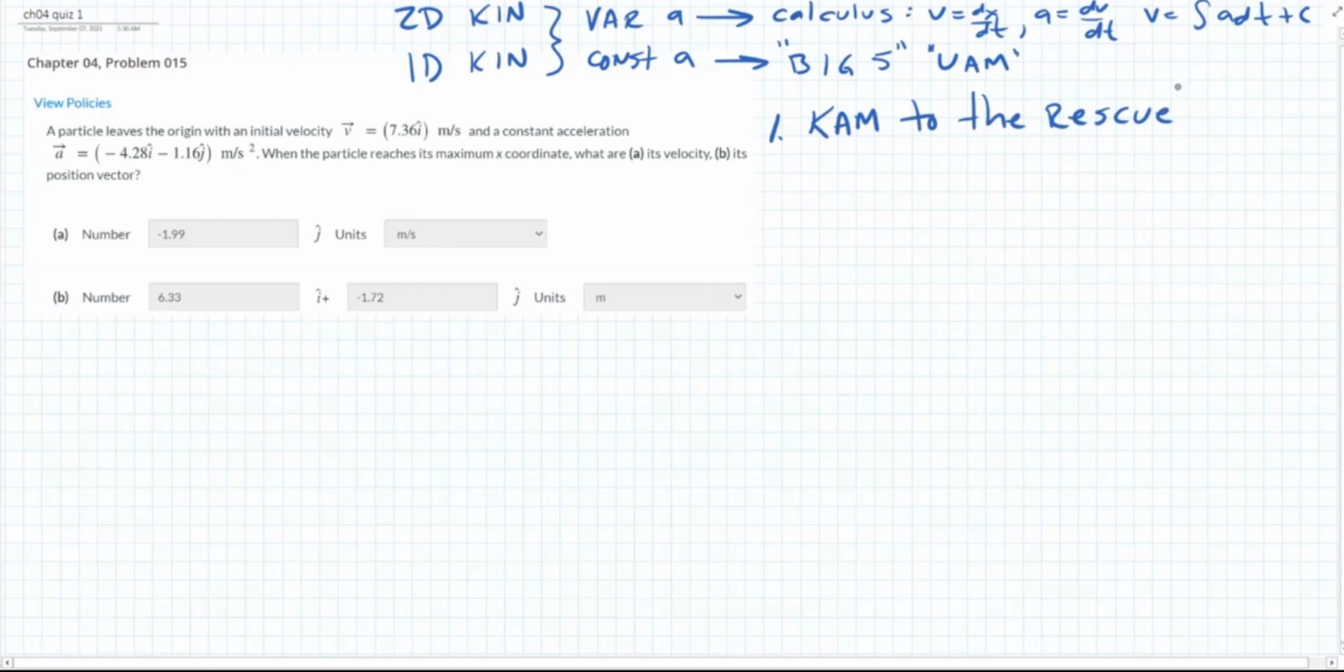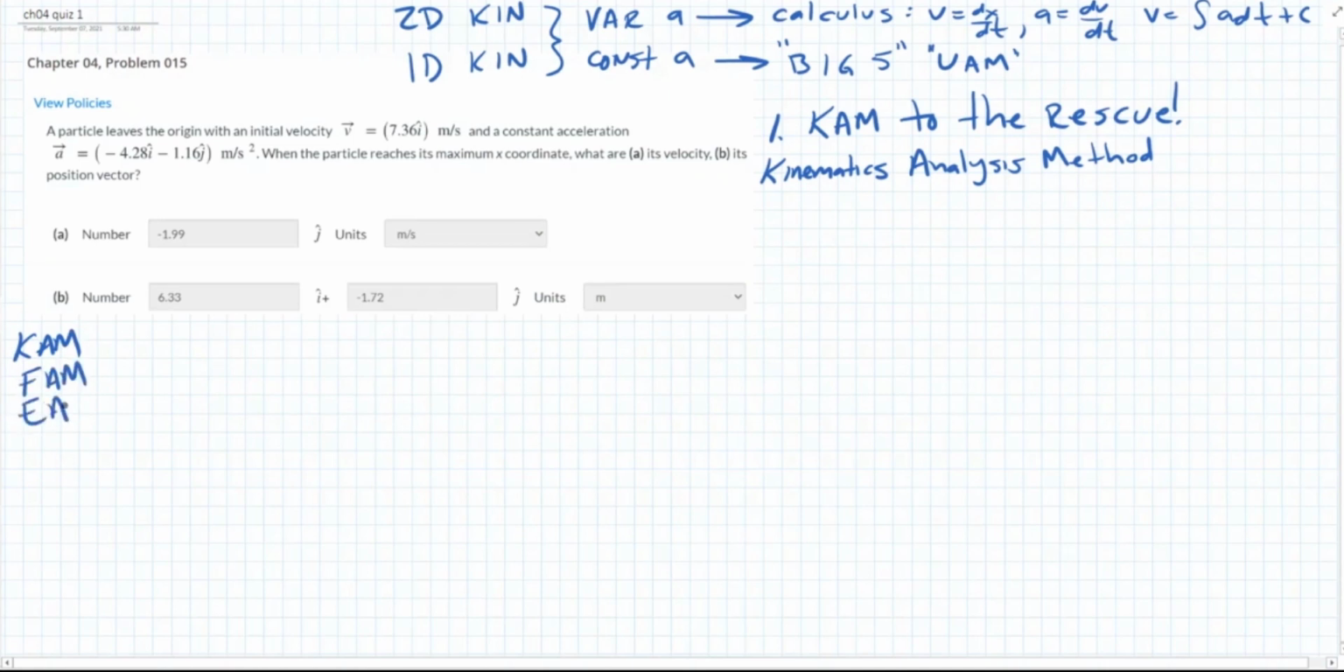Again, it's good as a scientist or engineer. You probably already like methodologies, procedures, standards, structure. You like best practices. You also like to innovate and be creative, but you like all of that stuff. So KAM stands for kinematics analysis method. This was mentioned in your lecture video, and it's referenced on your green sheets. And this is one of the 3 methodologies in this course. There's going to be kinematics analysis method, force analysis method, and energy analysis method.